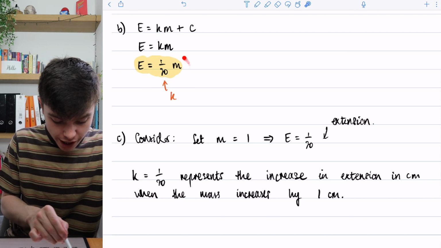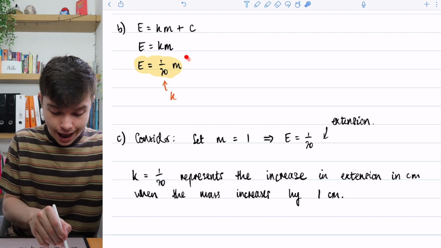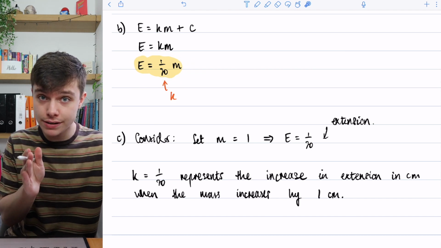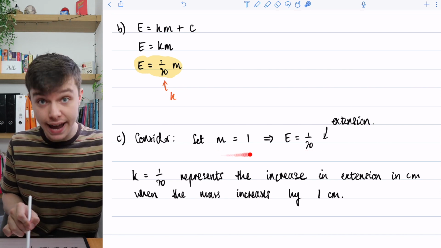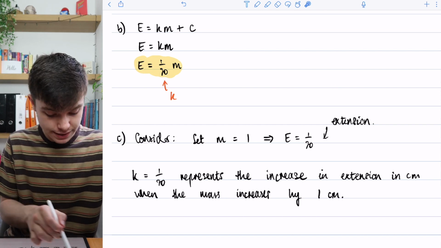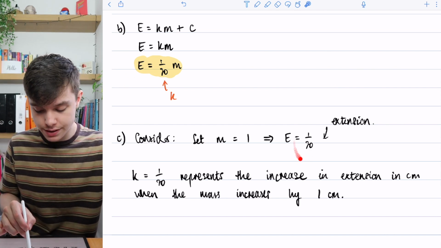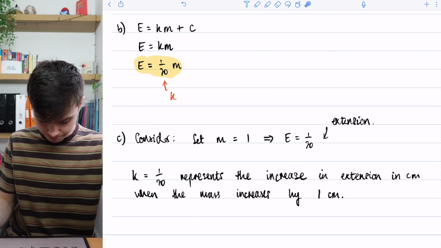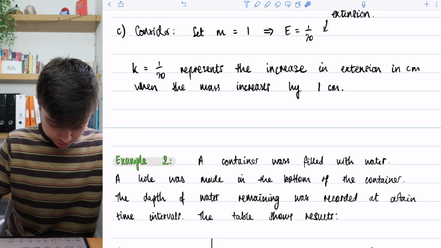And that's kind of always the case. Whenever you've got an equation like this, as this variable here increases by 1, we saw it here with the mass, the extension, or whatever the variable, here we've got extension, increases by 1 over 20.